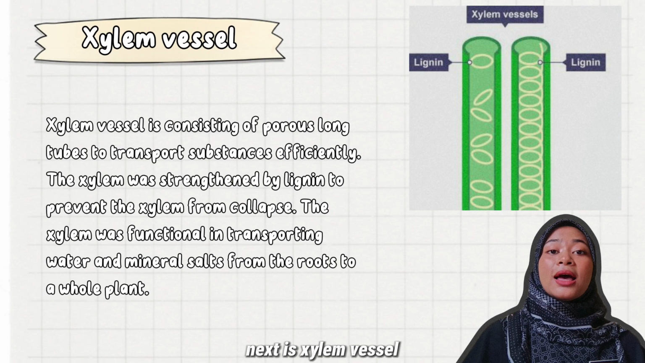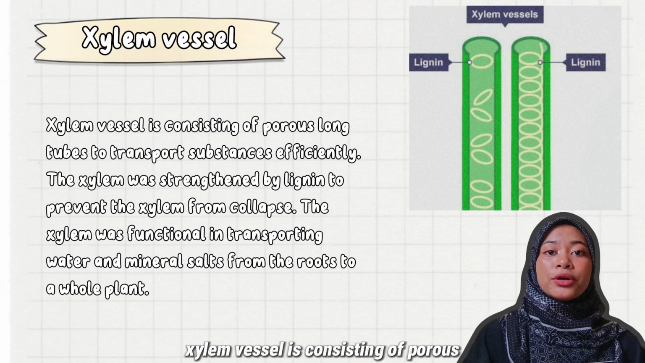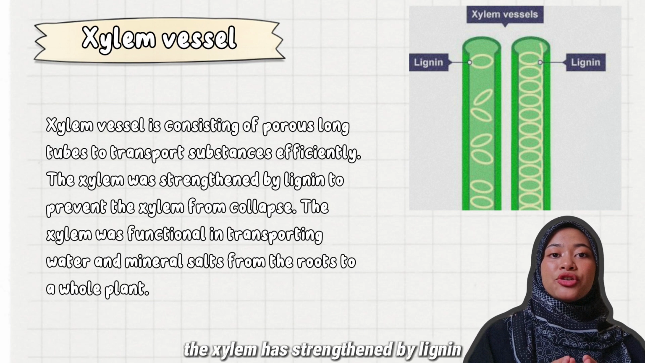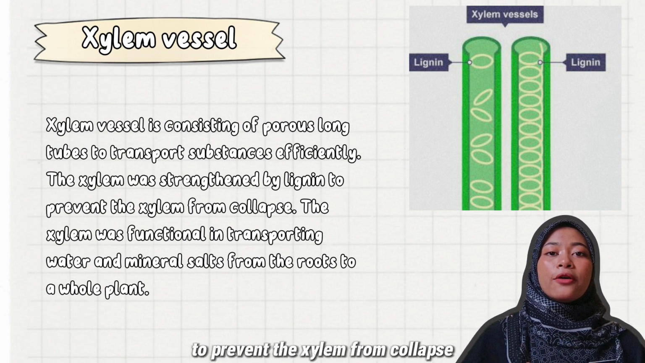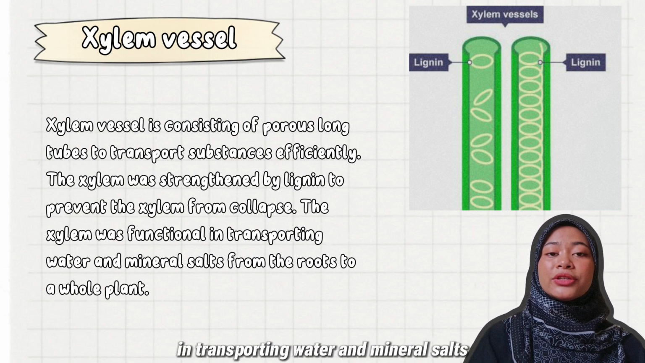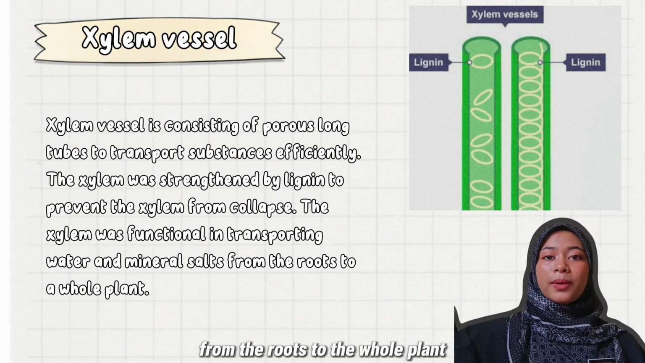Next is xylem vessel. Xylem vessel consists of porous long tubes to transport substances efficiently. The xylem is strengthened by lignin to prevent the xylem from collapsing. The xylem is functional in transporting water and mineral salts from the roots to the whole plant.